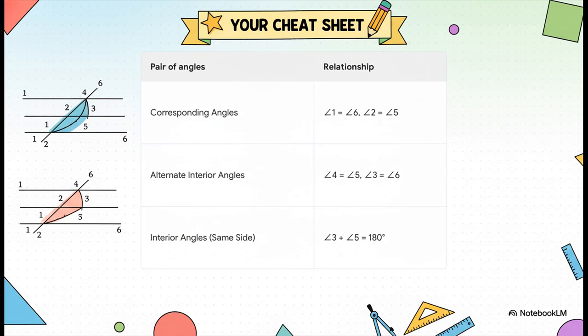Okay, this slide right here, this is your cheat sheet. It puts all three of those big rules in one place. You've got your corresponding angles that are equal, your alternate interior angles that are equal, and your interior angles on the same side that add up to 180. Seriously, this is a great spot to pause if you need a second to let it sink in. This is the key to everything that comes next.